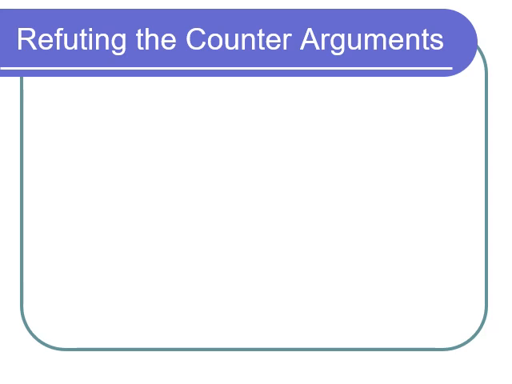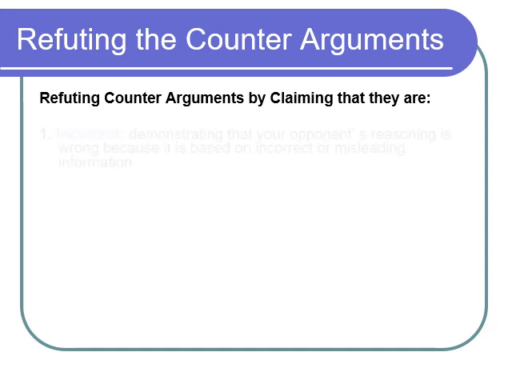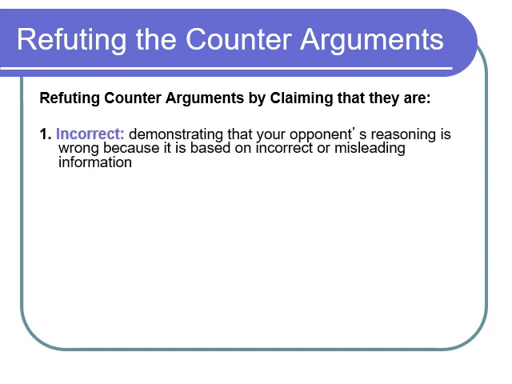So it's important that you come back after you present that counterclaim, a counter argument, and refute it and say why it's not valid. Okay, so there are a few ways to do this. One way to do it is to say that the counter argument or your opposition's viewpoint is incorrect. And you can say how their reasoning is wrong, like it's based on incorrect or misleading information. And if you know what that misleading information is because you have it in your sources, then you're going to want to include that to make your argument stronger.